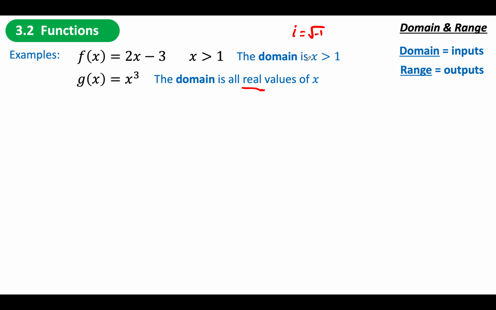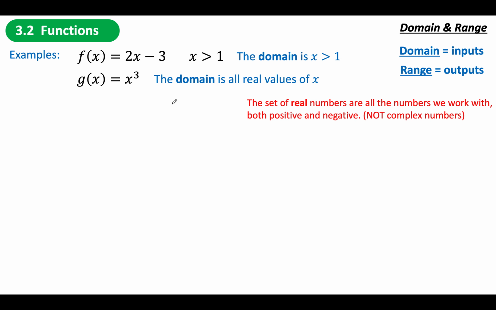If the domain isn't stated, it means all the real values, which just means all normal numbers. Whether they're decimals, negatives, positives, whatever, that's all real numbers. Okay. The set of real numbers are all the numbers we work with, both positive and negative, not complex numbers, is the point.